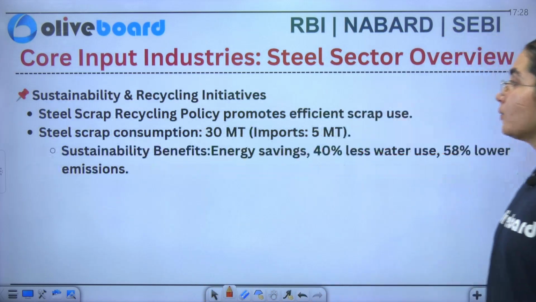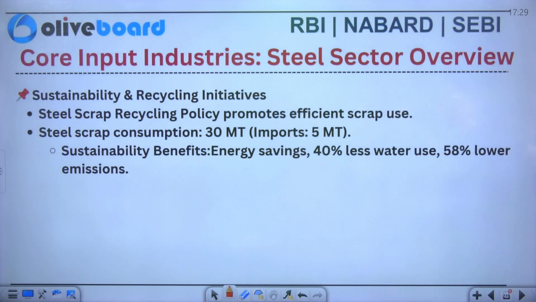Now we'll see the sustainability as well as recycling initiatives. So steel recap.